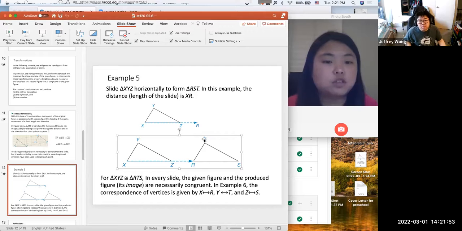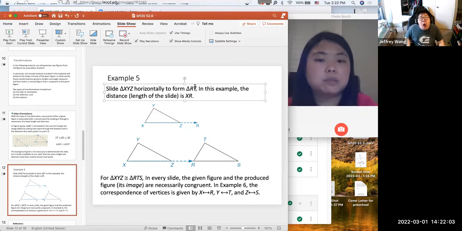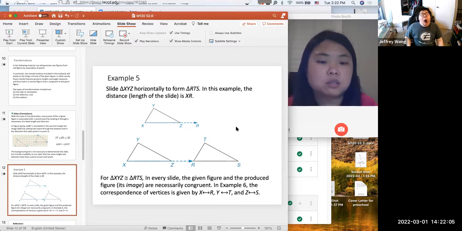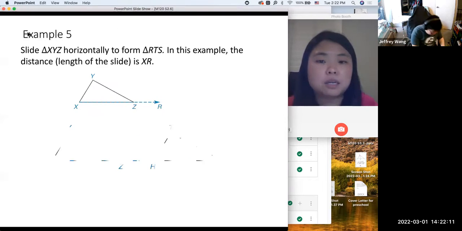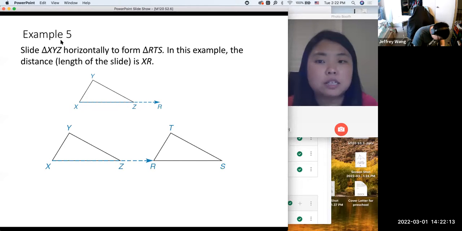Okay, I don't know why. Hold on. XYZ should be R, T, S. I made a mistake here. Change your notes here. It should be R, T, S. My bad. Okay, R, T, S. So X corresponds to the R, Y corresponds to the T, and Z corresponds to the S.